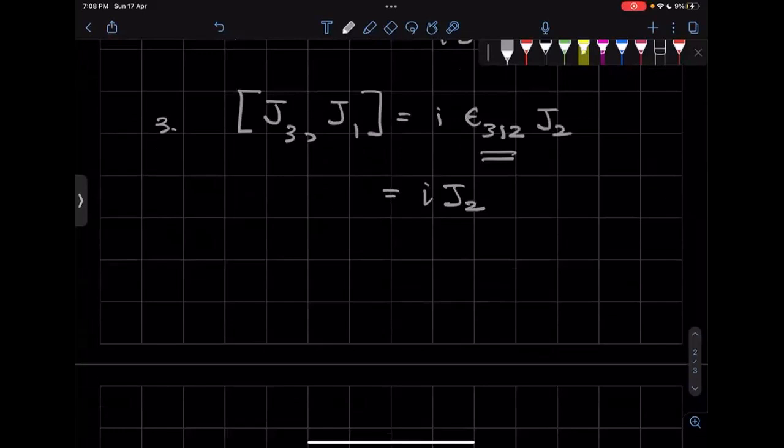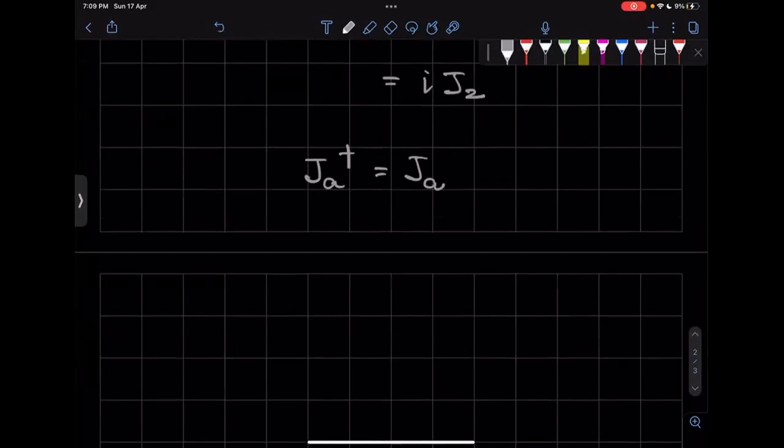Okay, we are dealing with unitary representation, and we know that SU2 is a unitary group, and therefore the generators must be what? If SU2 is unitary, then what conditions do the J's have to satisfy? Hermitian. Right. So all these J's are Hermitian. Okay.